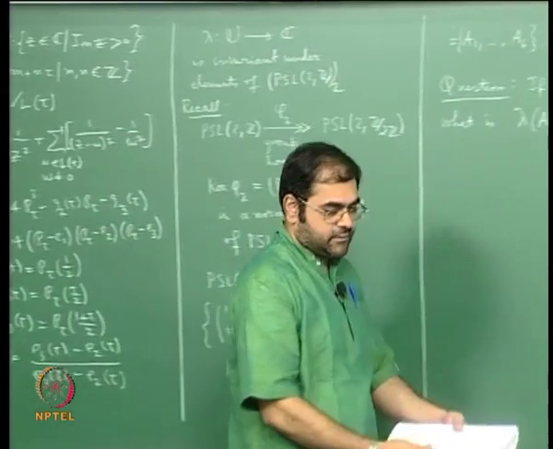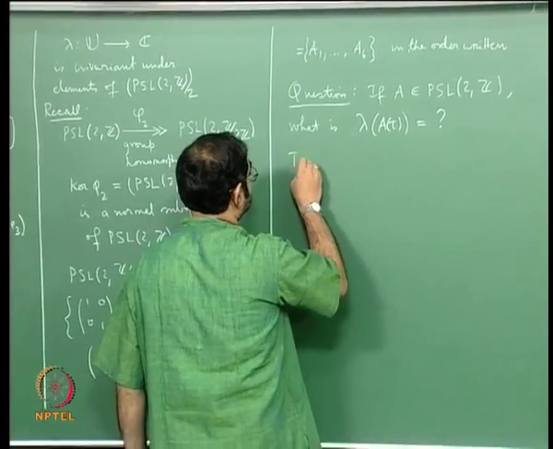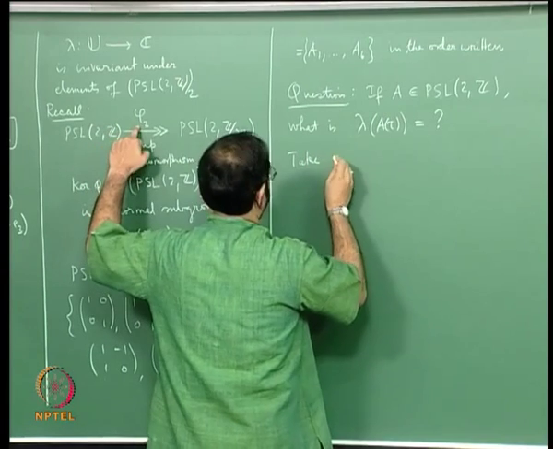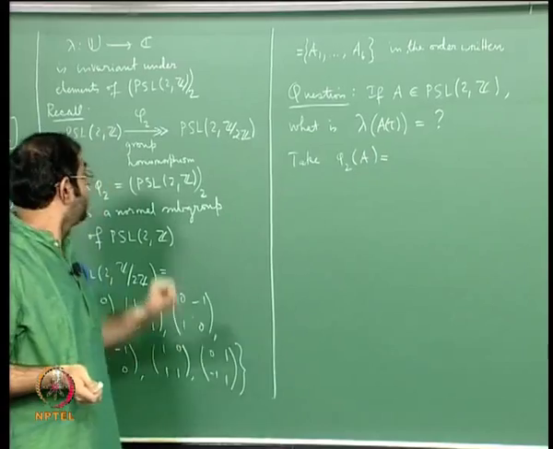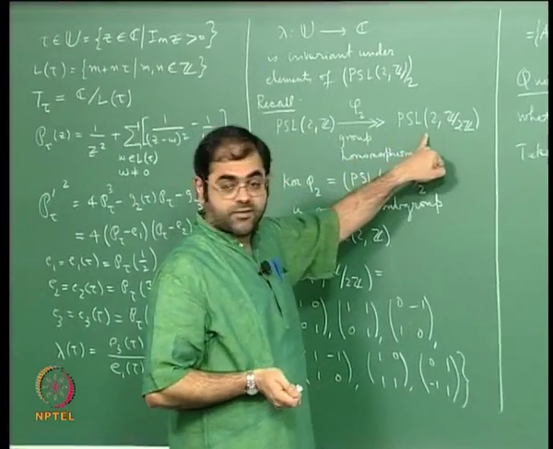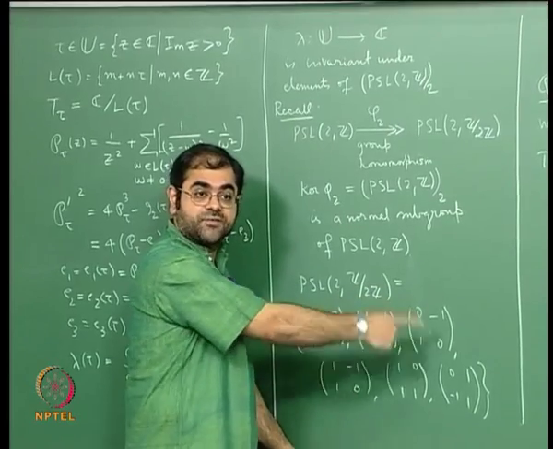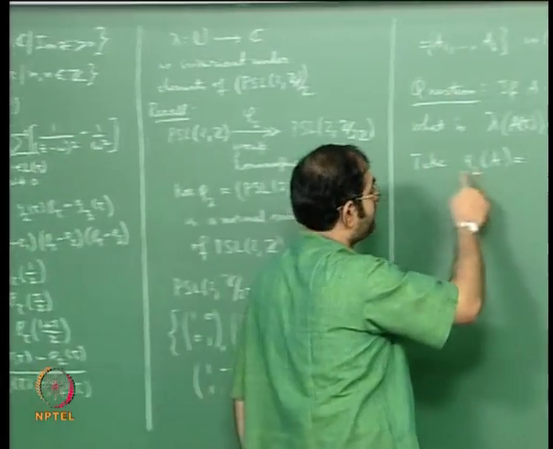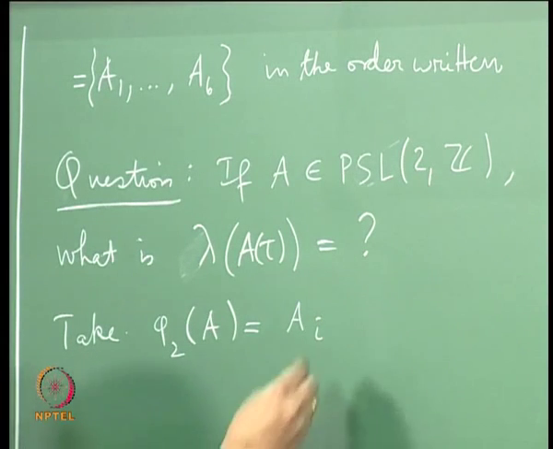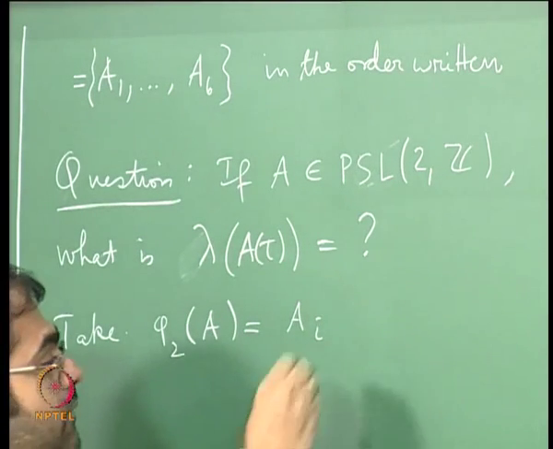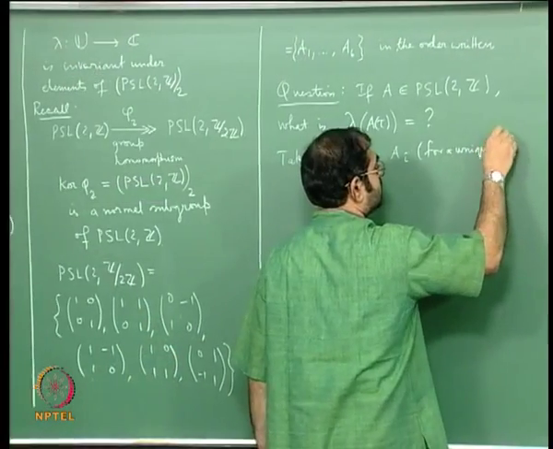So the answer is that, take the image of A under phi2. So A is here, you take its image here, then this image is going to be exactly one of these Ais, okay. So phi2 of A, suppose it is Ai, okay. Of course this is going to be for a unique i, alright.